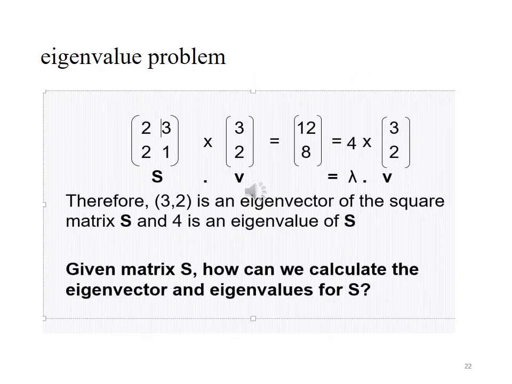In this slide, I am going to explain how to calculate an eigenvalue. Consider the matrix 2, 3, 2, 1 and V is 3, 2, which gives 4 into 3, 2. So this can be put in the form S into V equals lambda V. Therefore, 3, 2 is an eigenvector of the square matrix S and 4 is an eigenvalue of S.